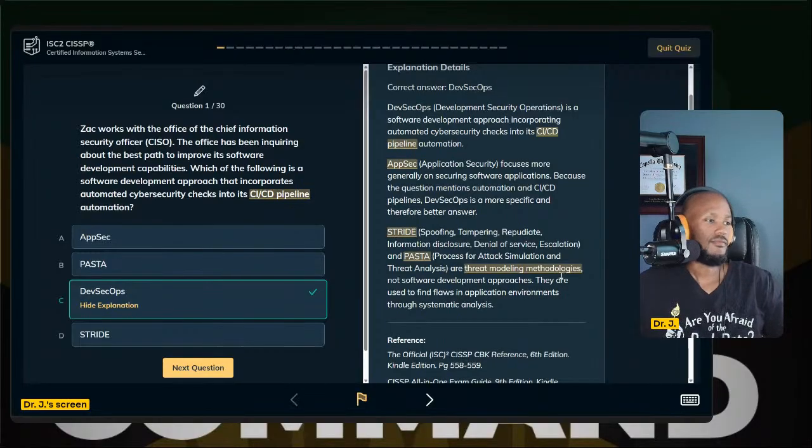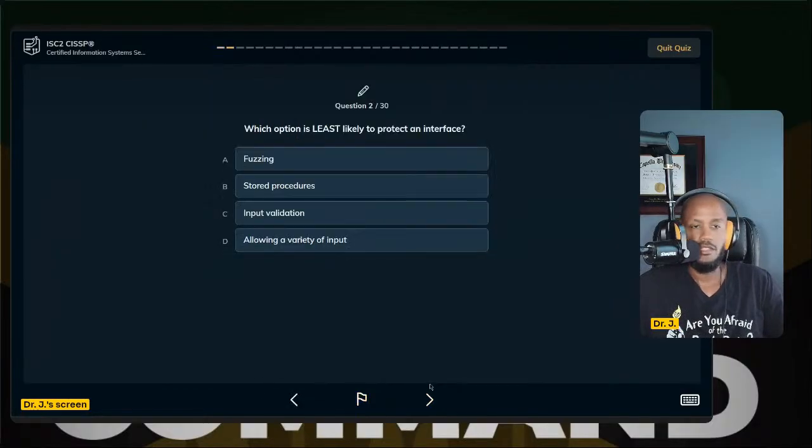AppSec just focuses more generally on securing software applications. Since the question mentions automation and CI/CD, that's why DevSecOps is the best answer here. All right, off to a good start.